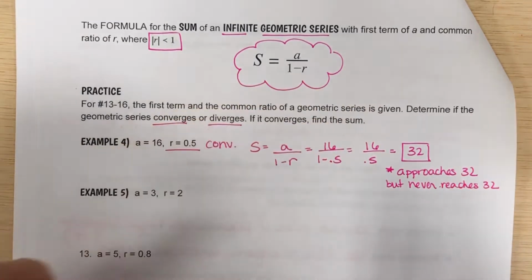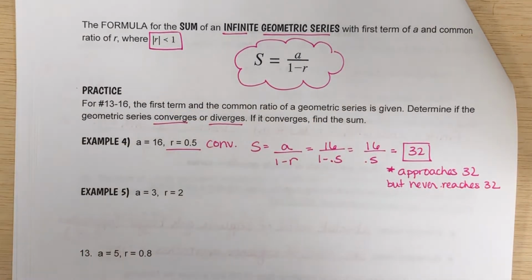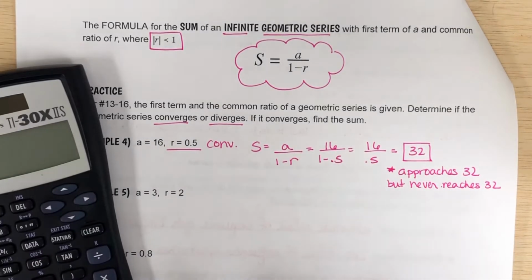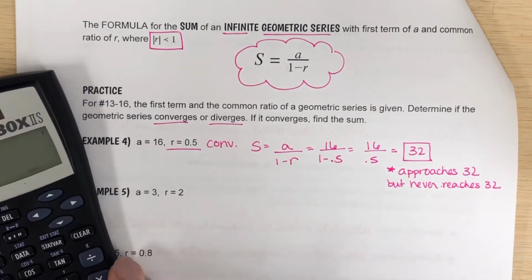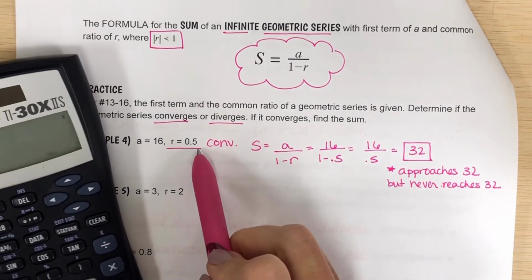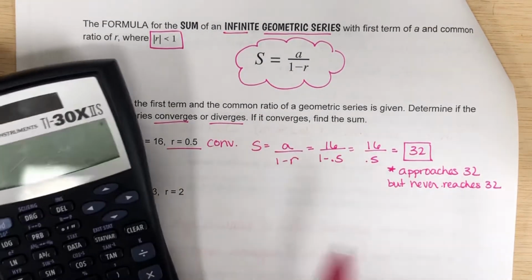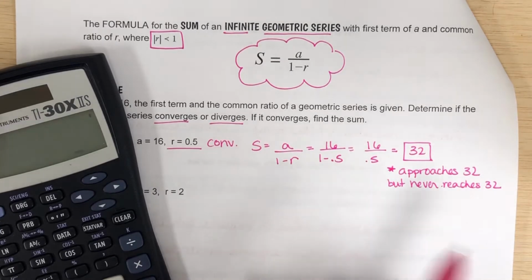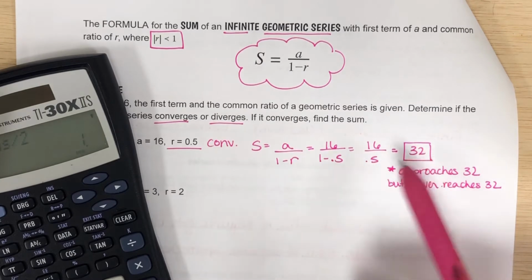But it gets so close to 32 that for all practical purposes, we just say the sum is 32. So here's what's happening with this particular one. If I'm multiplying by 0.5, I'm dividing by 2. So my first term is 16. My second term is 16 divided by 2, which is 8. My third term is 4. My fourth term is 2. My fifth term is 1. Those are all adding to my sum.